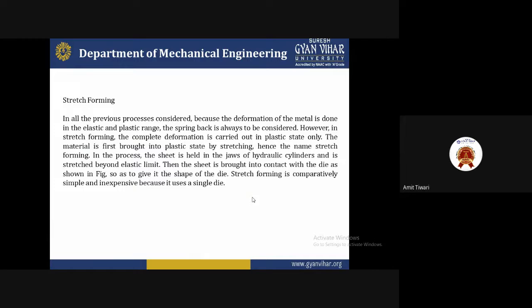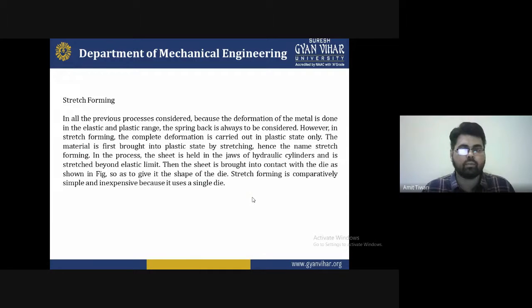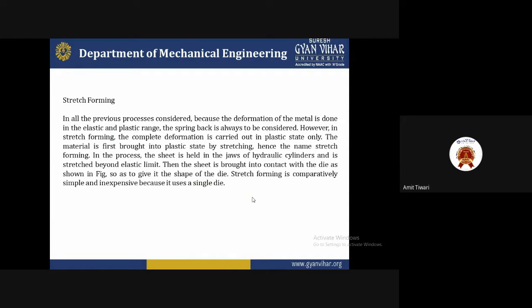Stretch forming is comparatively simple and inexpensive, because it uses a single die. In this shear stress forming operation, we have to completely deform the material, and the deformation is carried out in the plastic state only. When the deformation in the plastic region is completed, the material will not regain its shape after the load is removed. So that's why we apply this type of loading in the numericals.